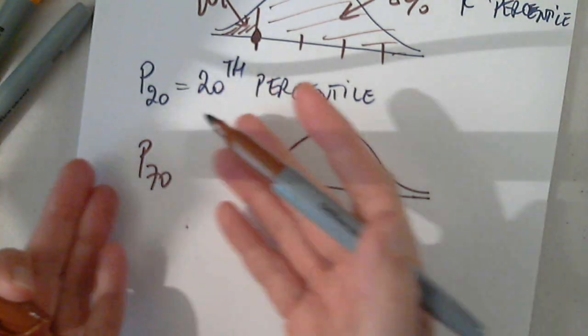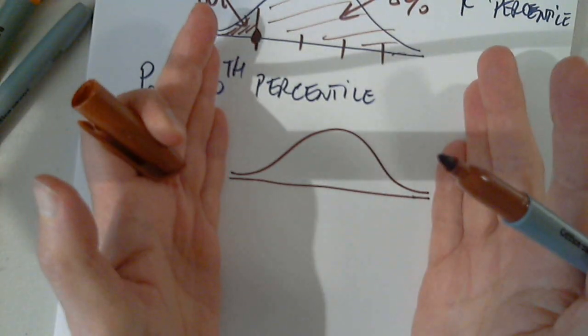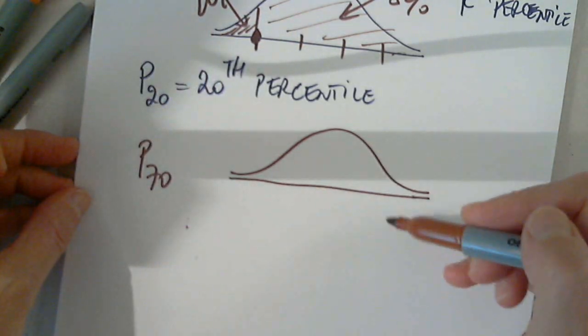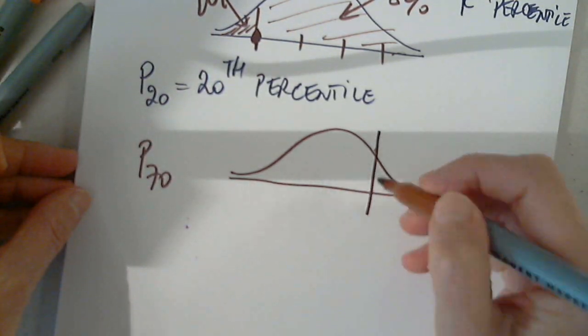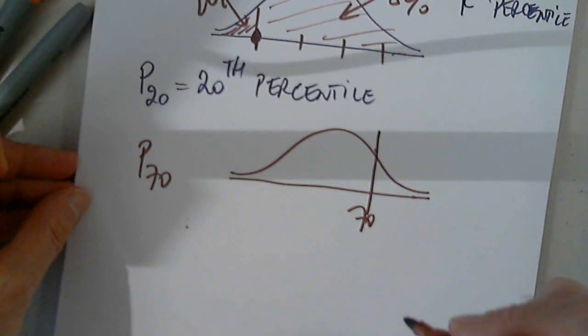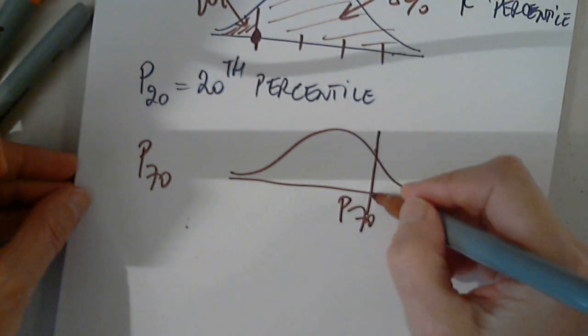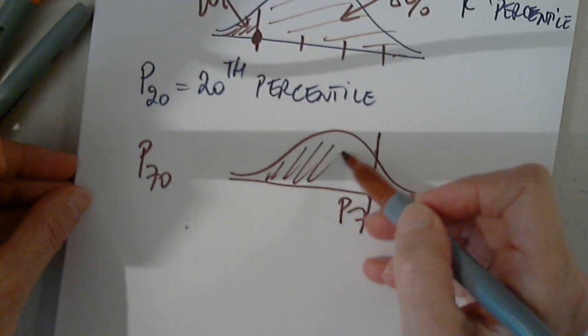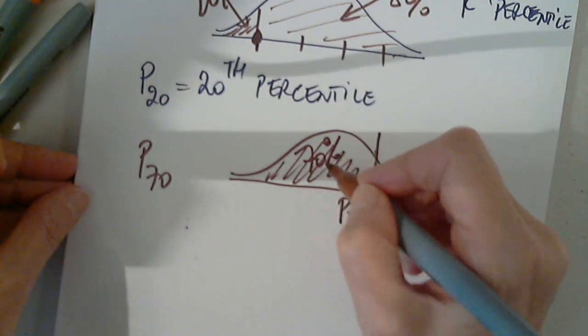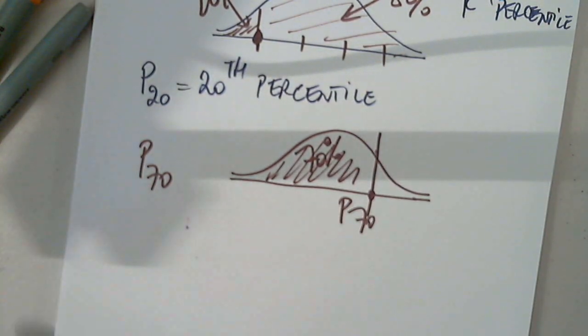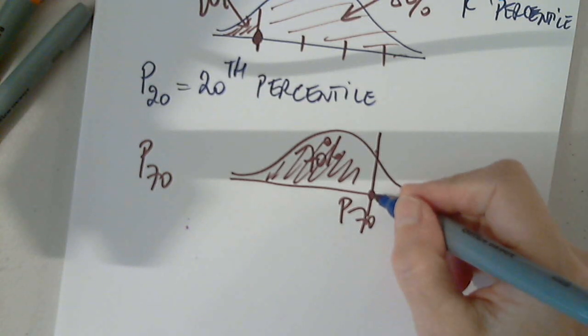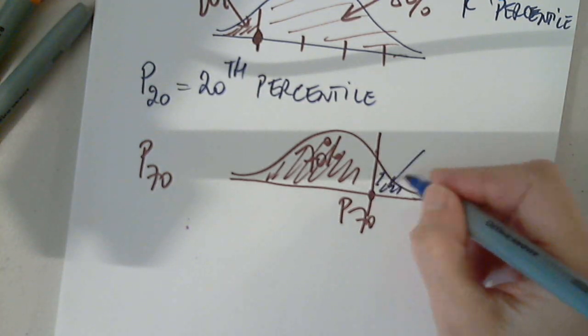So again, I have to divide the entire 100% into 10 pieces, and I'm going to say that this is my 70th percentile, P70, right here, which means they require that 70% of the scores are lower and 30% are higher.